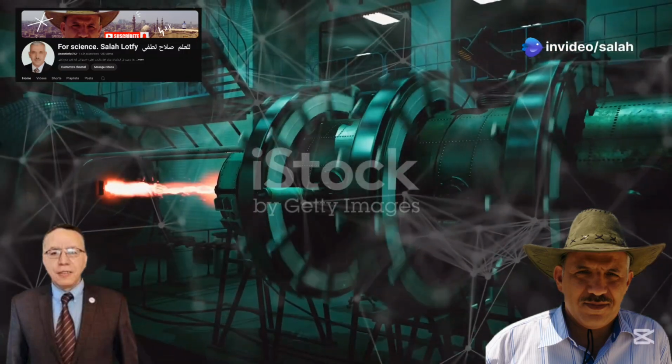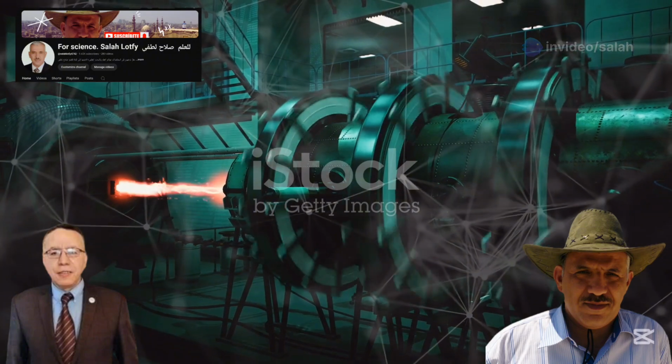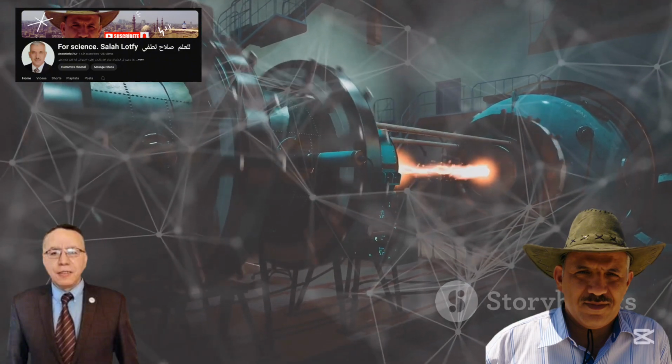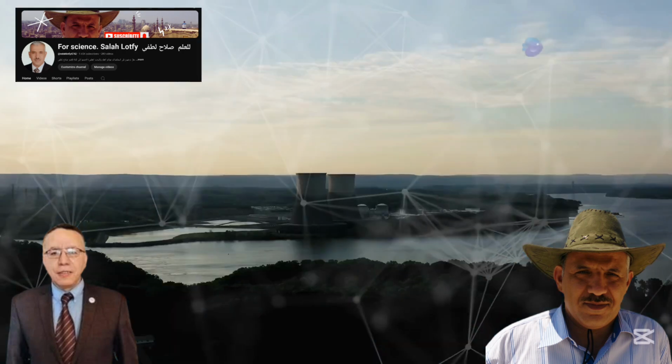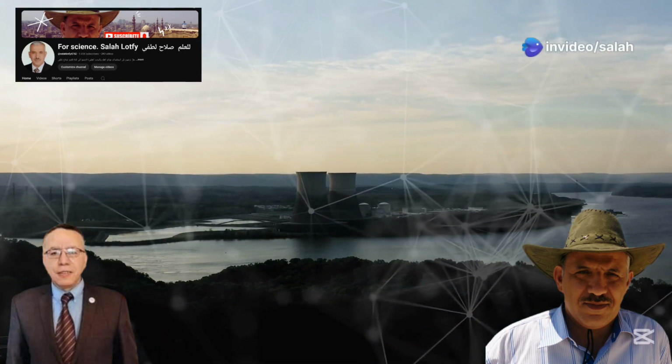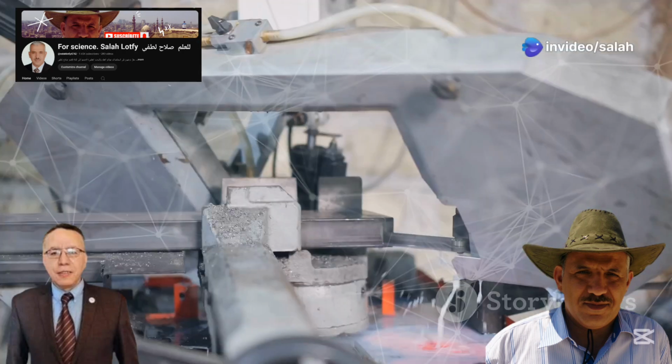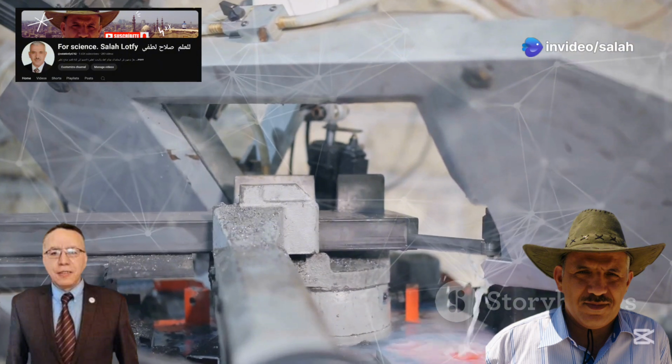Section 5. Reactor variety, exploring different designs. There are various types of nuclear reactors. Each type has its own design and operational characteristics. Pressurized water reactors, or PWRs, are the most common type. They use water as both coolant and moderator.